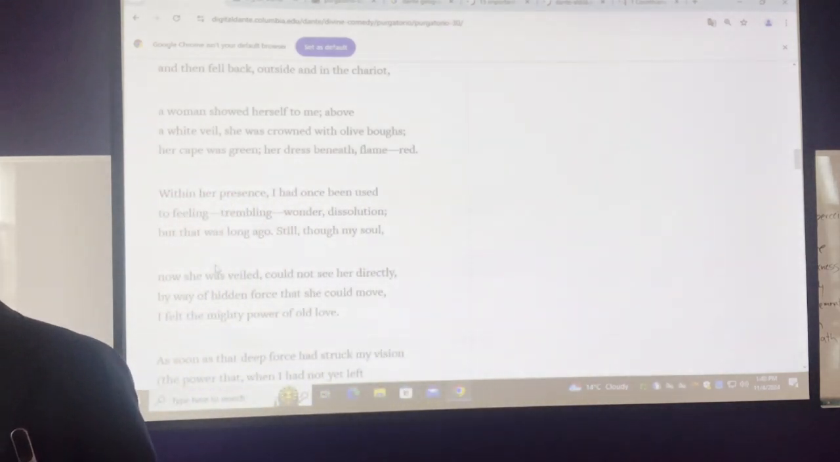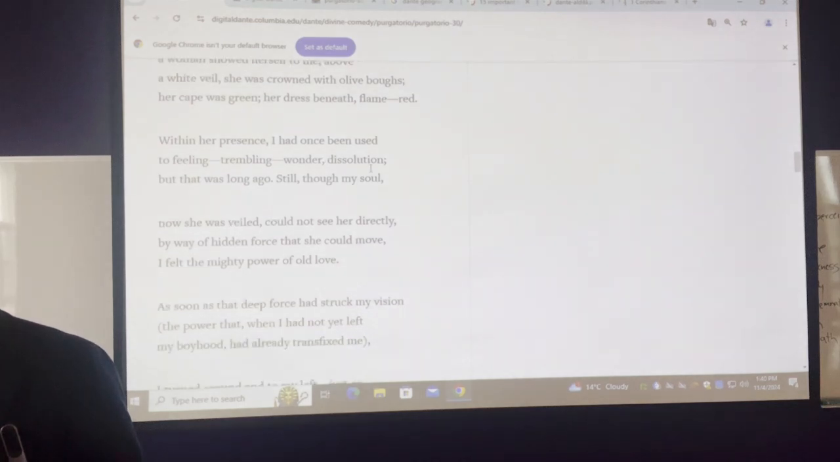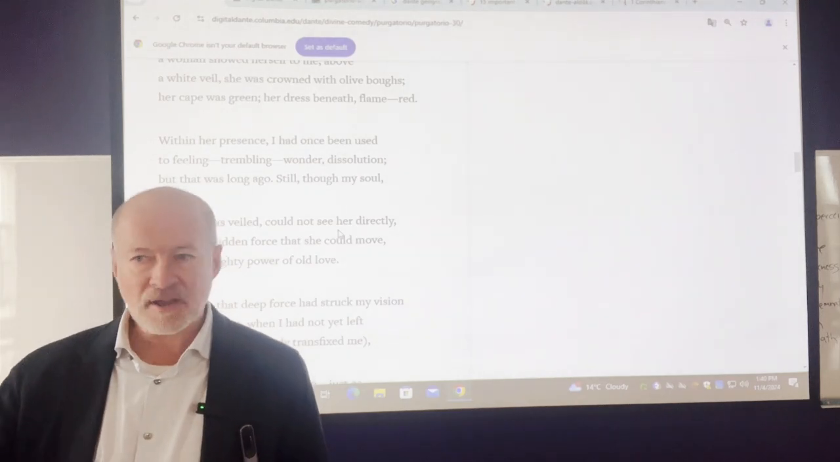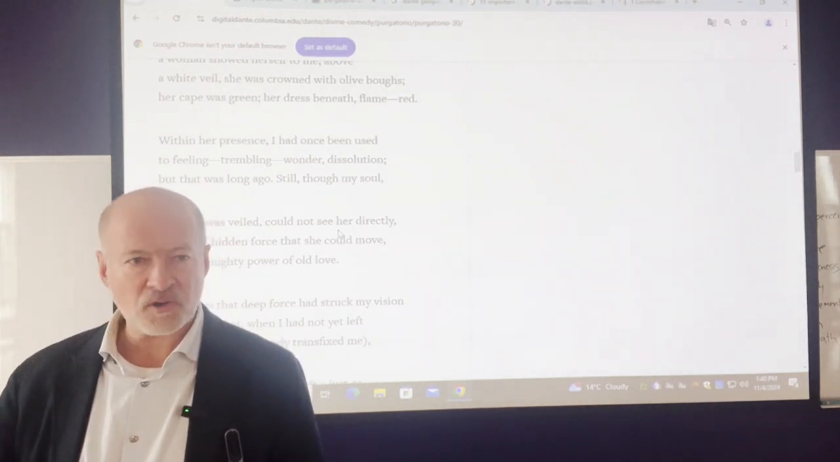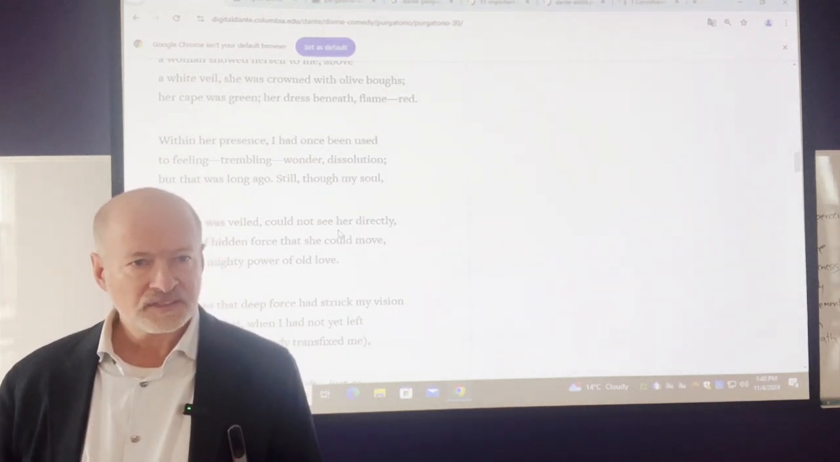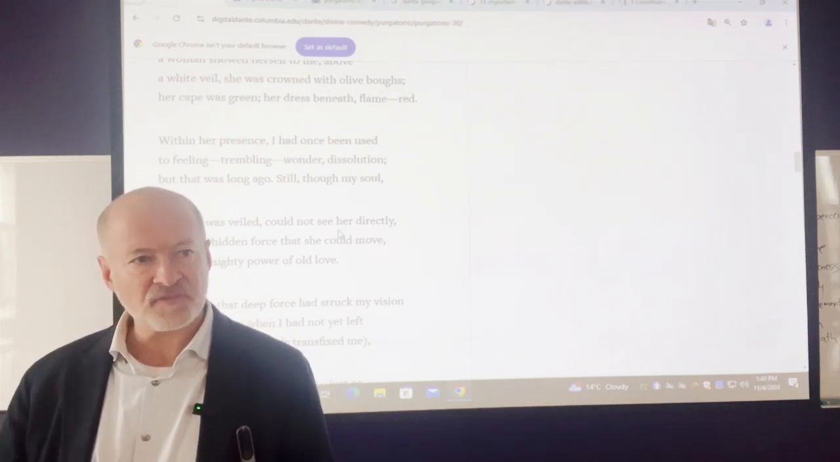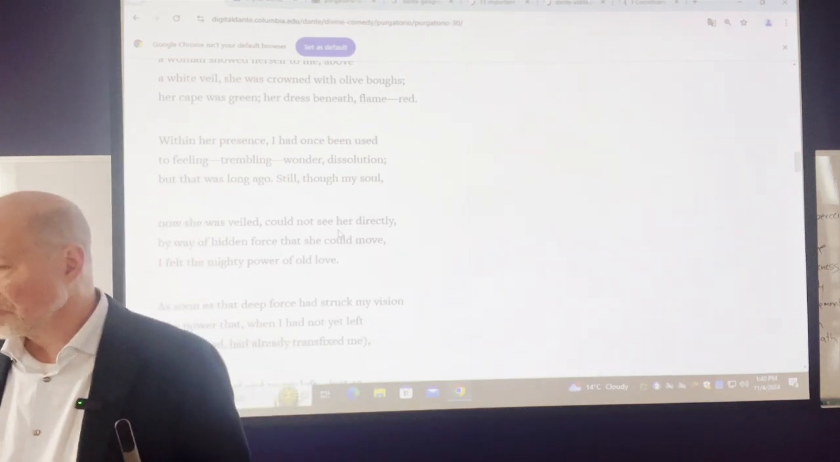And within her presence, I had once been used to feeling trembling, wonder, dissolution, but that was long ago. Remember, he saw her as a 9-year-old girl. He wrote all sorts of love poetry to her. And now he's in a vision of what she's like in heaven, and it's a different experience altogether.